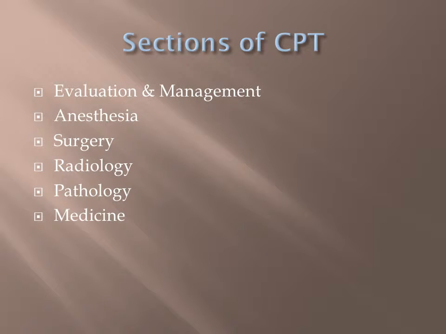The sections of CPT. There are 6 main sections of CPT. They are evaluation and management, anesthesia, surgery, radiology, pathology, and medicine. Guidelines for each of these sections are found in the first few pages of each section of the CPT manual.